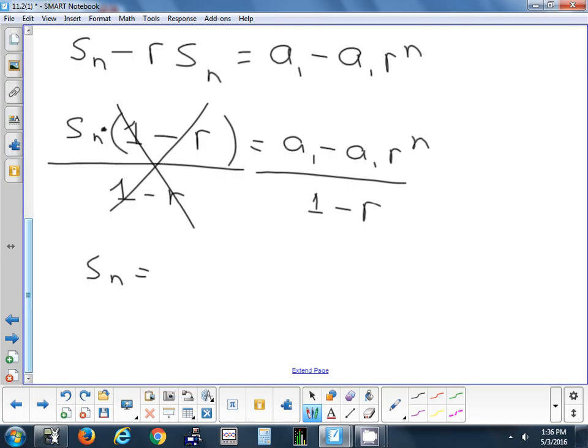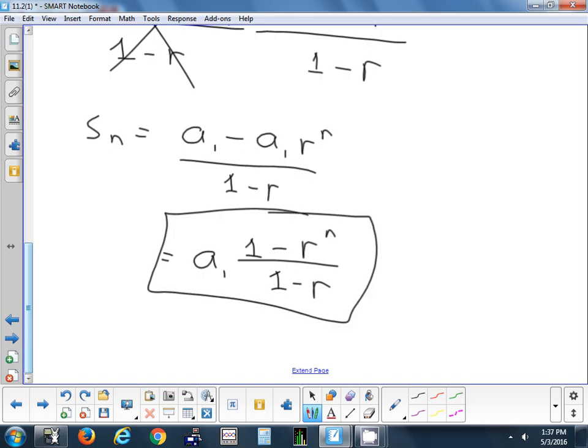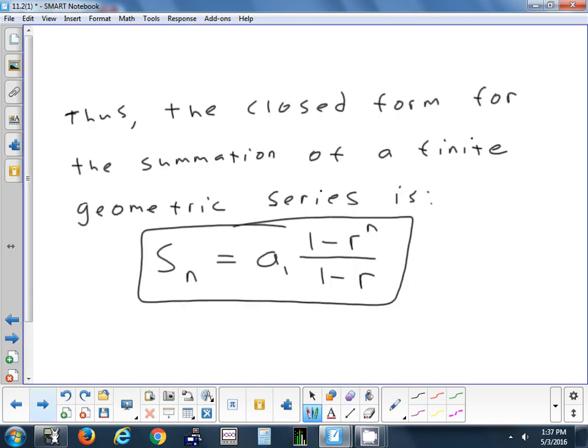Okay, and it works. So we get a sub 1 minus a sub 1 r, which actually we can do the same trick we just did a second ago. What does the numerator have in common? A1. Yeah, so we could pull out the a sub 1. And what would you be left with in the top? 1 minus r over 1 minus r. And there's your formula for the sum, the nth partial sum, of a finite geometric sequence.